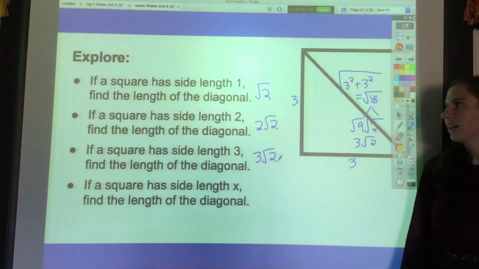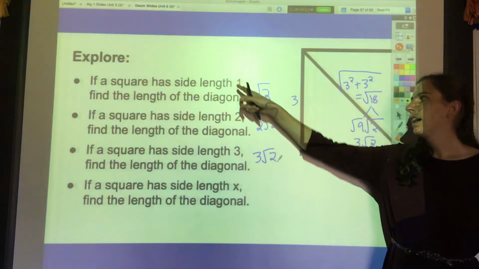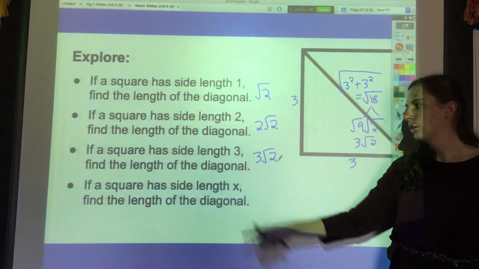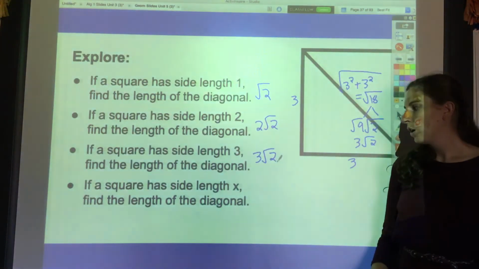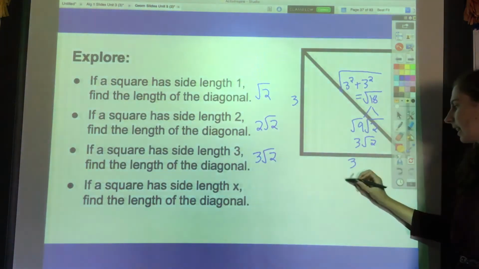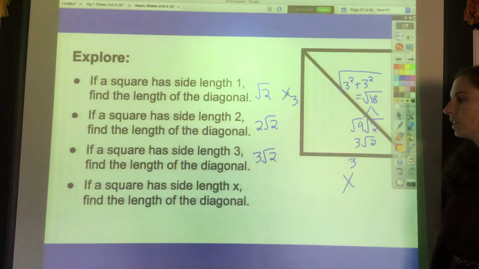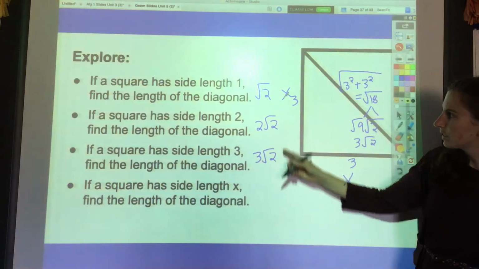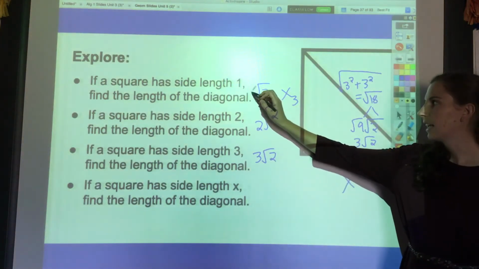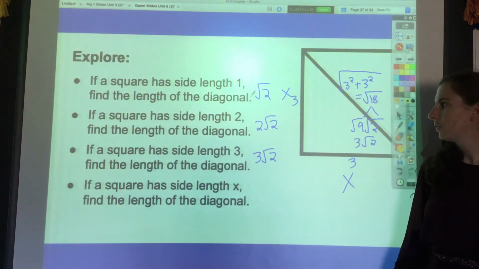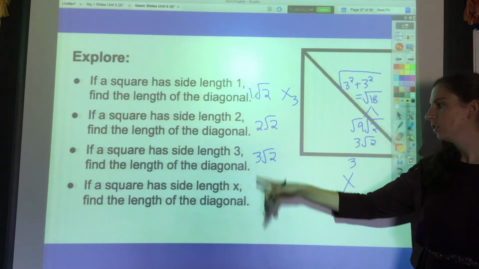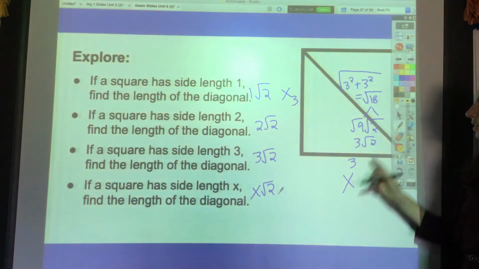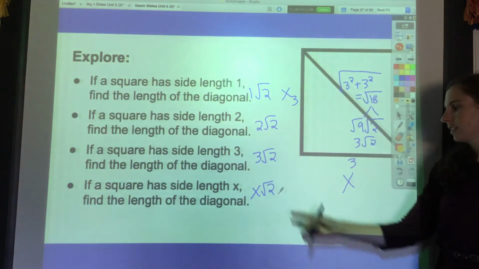So see if you notice a pattern. Side length 1, the diagonal was square root of 2. If it had side length 2, it was 2 root 2. Side length 3, it was 3 root 2. What if we just had a generic side length x and x? What do you think the diagonal would be? Well, as you noticed here, the diagonal is always the side length times the square root of 2. Because it was 1 root 2, 2 root 2, 3 root 2. So in this case, it'd just be x root 2. The diagonal here is always just times the square root of 2.